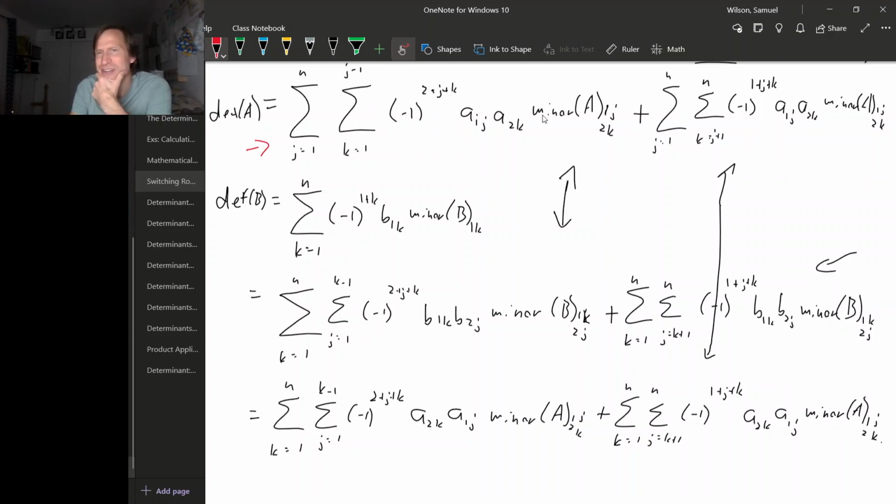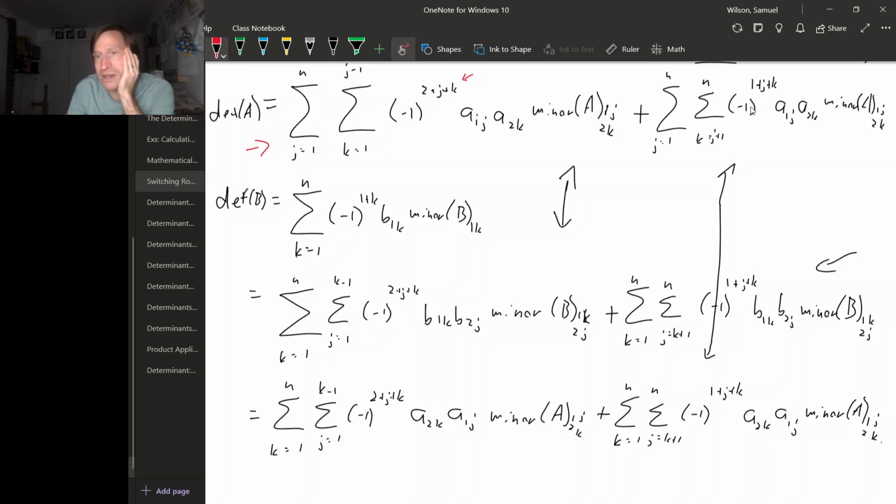But there's also an interesting difference just in each row. This is minus 1 to the 2 plus j plus k, and over here it's 1 plus j plus k. That seems wrong somehow. It seems like they should be the same. And we can make them the same.